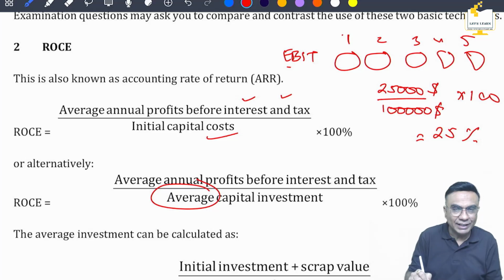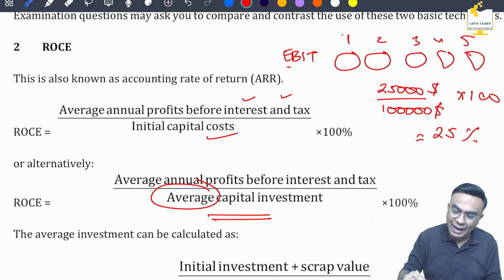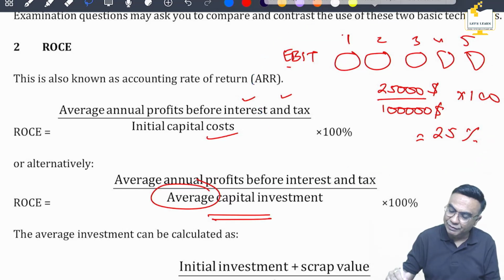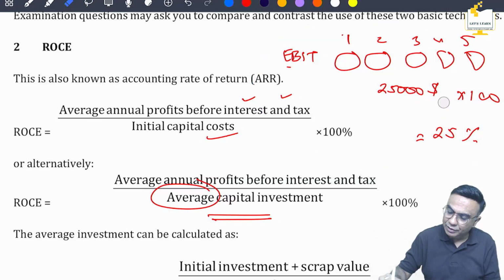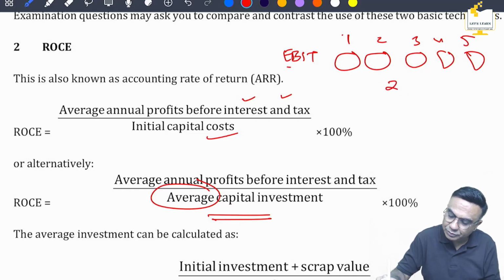Now the second formula, average capital investment. Why do we take average capital investment? Now see, for example, suppose the average EBIT is 25,000.